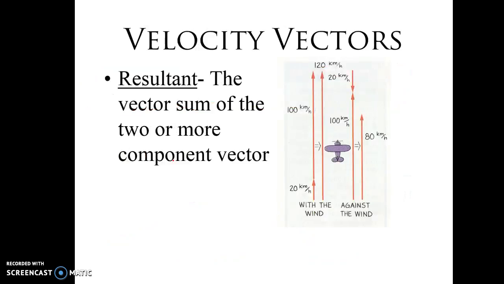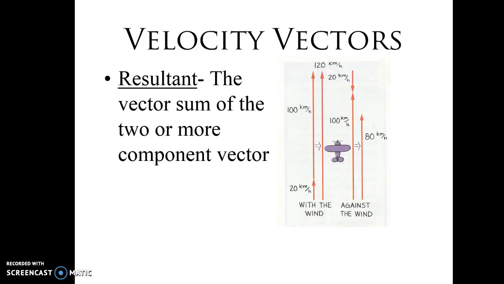Okay, so velocity vectors, you know this. Resultants is the sum of the vectors. So in this case, we just did random, like pushing and pulling experiments. This time we're dealing with, instead of forces, we're dealing with velocities.